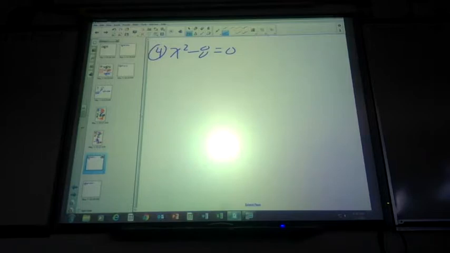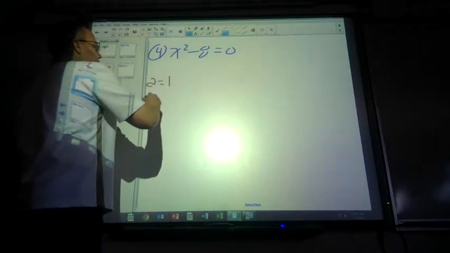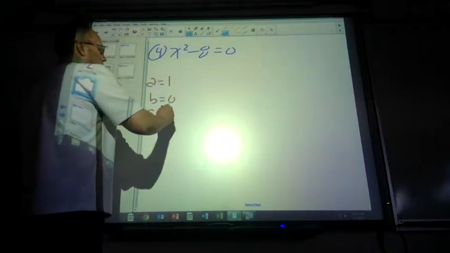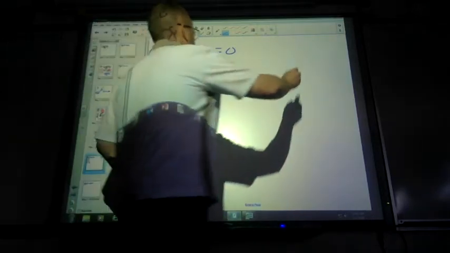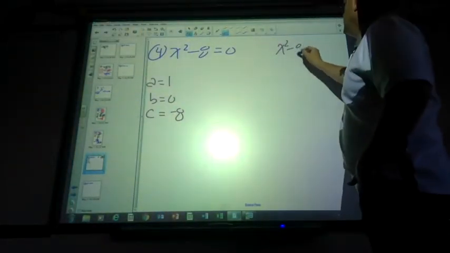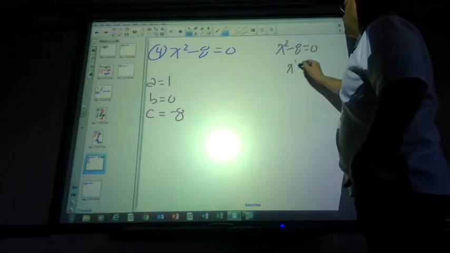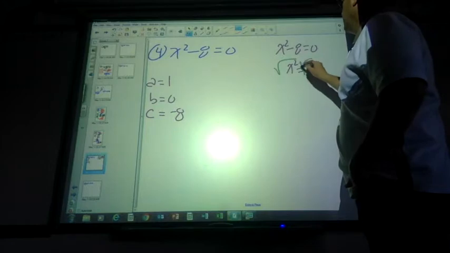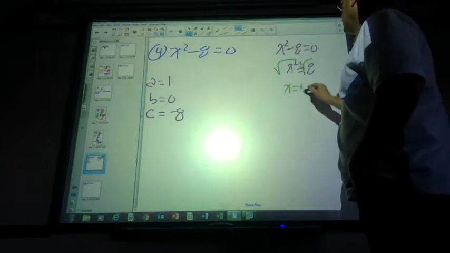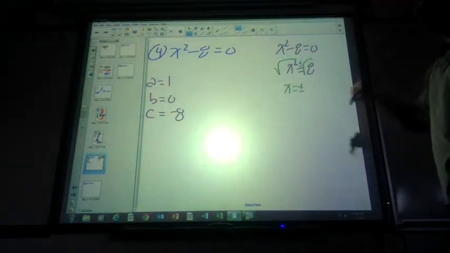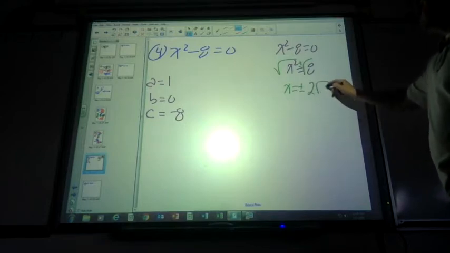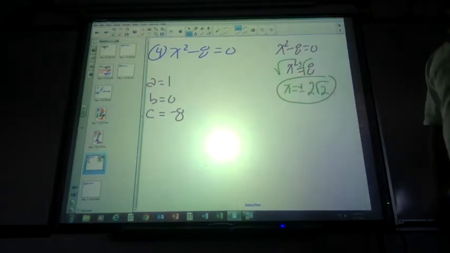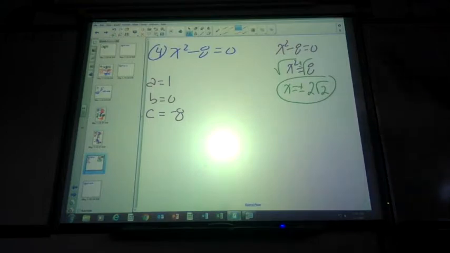Your B value. So it's up to you if you want to do it this way, where you can say, well, I know that A is equal to 1, B is equal to 0, C is equal to negative 8. Or you could say, I could do it this way. Add 8 to both sides. Take the square root of both sides. Make sure you have the plus minus component. And we just found that the square root of 8 is 2 root 2. So there's that answer. If you're missing your B value, this might be an easier way to go about it.